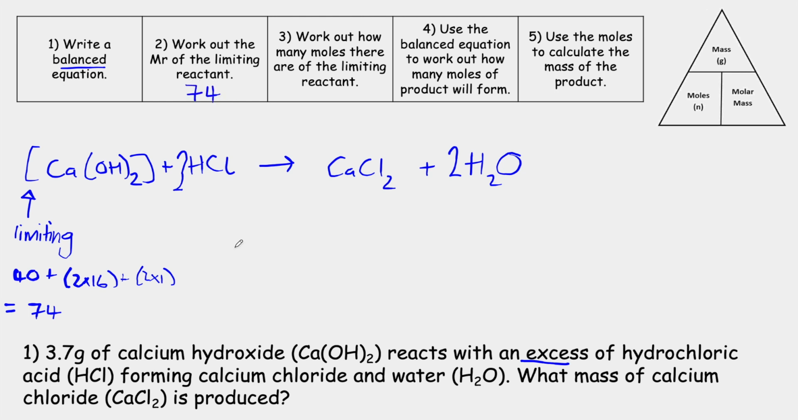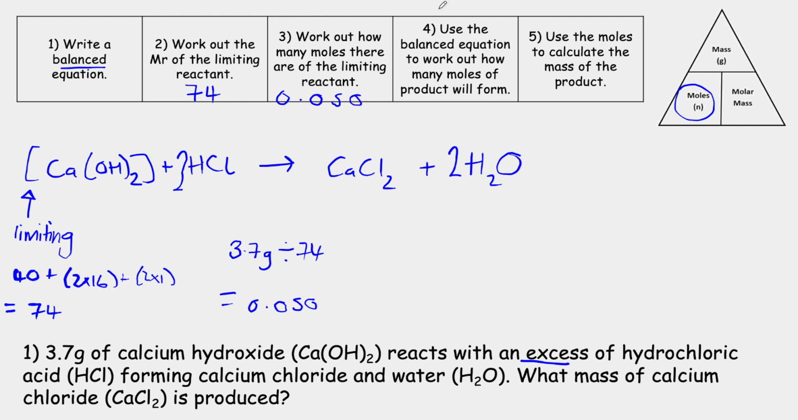Now work out how many moles there are of our limiting reactant. Well, if we look at our triangle here to work out moles, it's the mass divided by MR. So we've got our mass, that's in the question, 3.7 grams. 3.7 grams divided by our MR, which is 74, and that equals 0.050. So now we've got our moles.